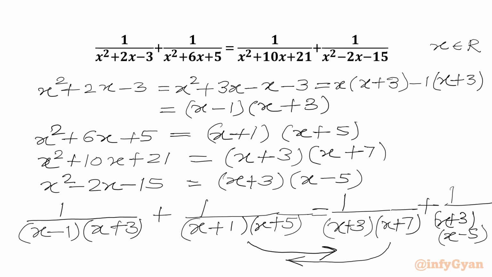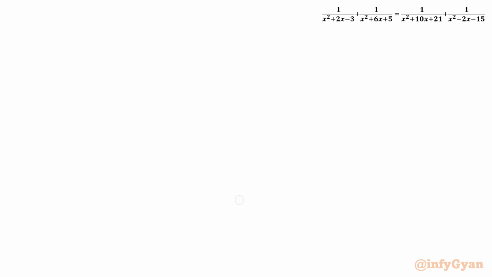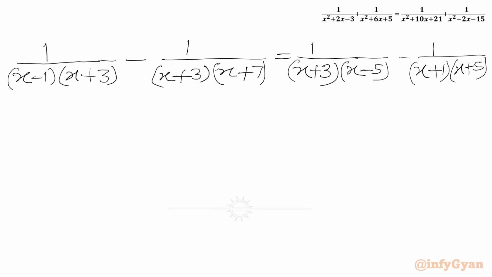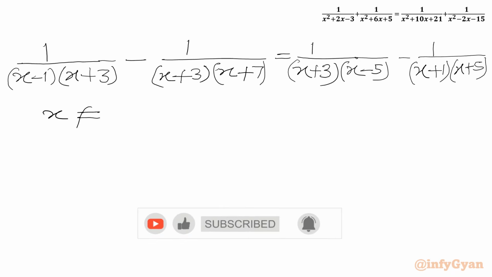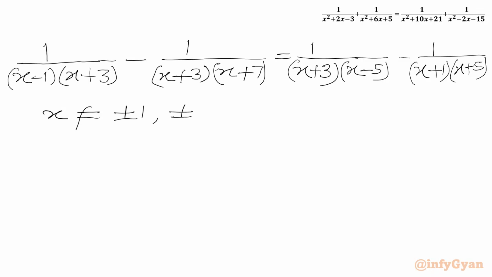So we will write 1 over x minus 1 times x plus 3, minus 1 over x plus 3 times x plus 7. And in the RHS, 1 over x plus 3 times x minus 5, minus 1 over x plus 1 times x plus 5. Let me write here. Here it is. Now we can write that x cannot be equal to plus or minus 1, x cannot be equal to plus or minus 5. Denominators cannot be 0, so x cannot be negative 3, and x cannot be negative 7.